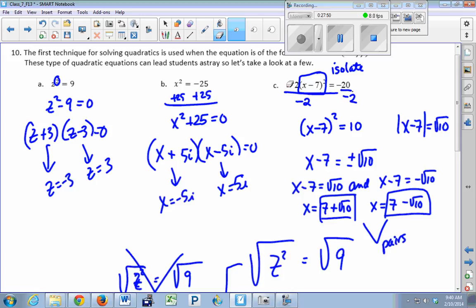Right, so the key here is dividing both sides by -2 first. And if you wanted to, you could square this all out and do it the other way and use the quadratic formula. I'm just trying to show you how to do it more quickly.